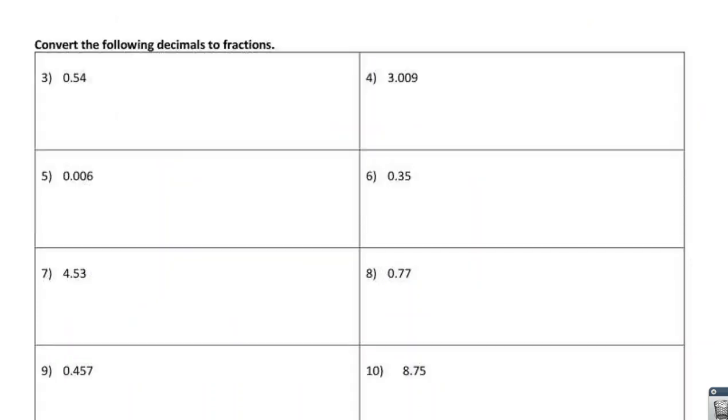Convert the following decimals into fractions. So for number 3, there's no whole number to pull out. The 54 becomes the numerator. The denominator is the place value, so this is the hundredths. 54 won't divide by 4 because it's even, but I can try 2, and I get 27 over 50.